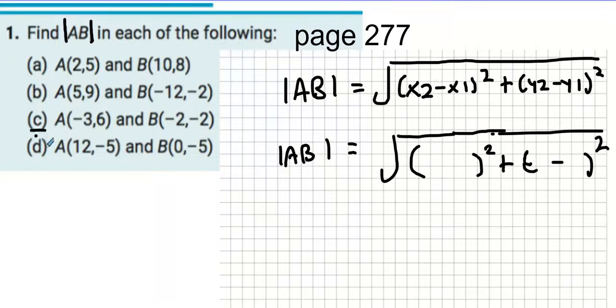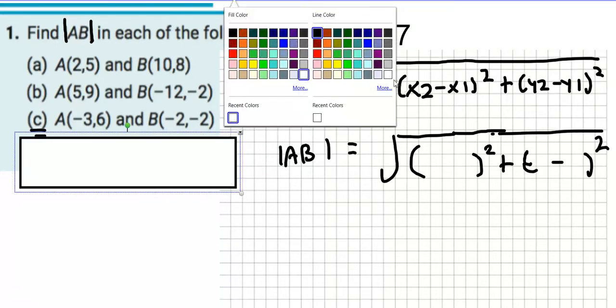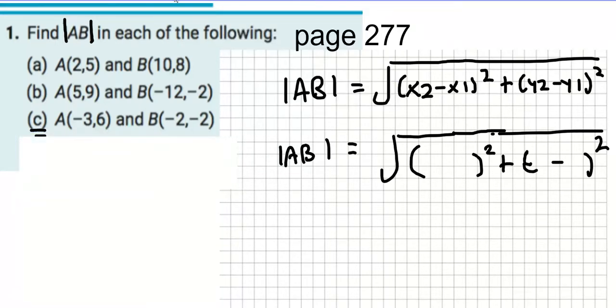So question 1, we have the points A and B, and we're asked to find out the length of AB in each of the following. So what I'm going to do here is call them x1 and y1 and x2 and y2. What would you like to call point A, lads? What would we call point A? Anybody know? So first point, which is going to be x1 and y1, and over here x2 and y2.